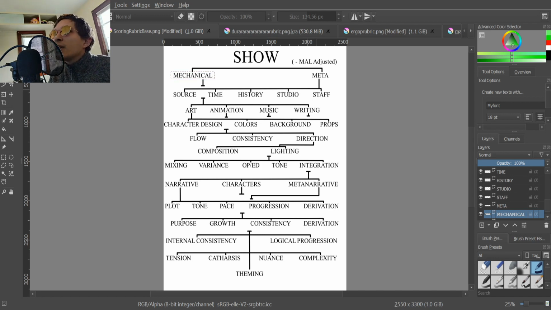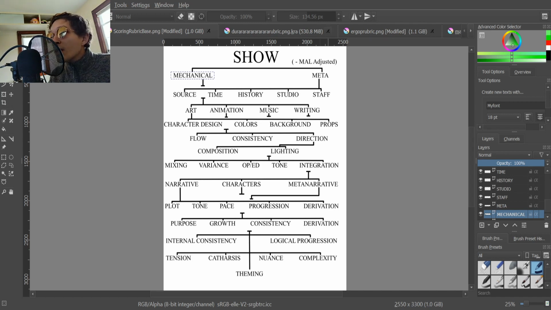Now, the reason that meta is balanced against the mechanical is because I have seen meta influence more people's scores than anything. This is a bias balance, right? This is designed to account for the fact that people are harsher on a show or more forgiving of a show because of the meta elements of its construction. This will happen. Even if you think it's minor, which in a lot of cases it might be, it will happen. And this is designed to take that mechanical score and balance it against what you think about the meta elements.